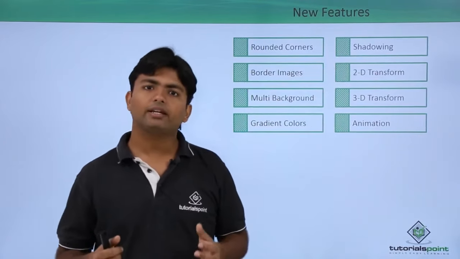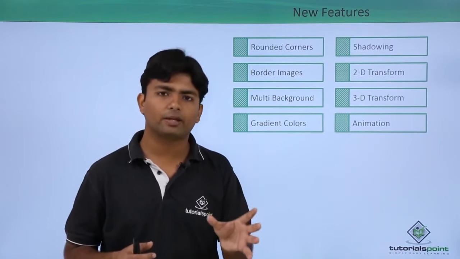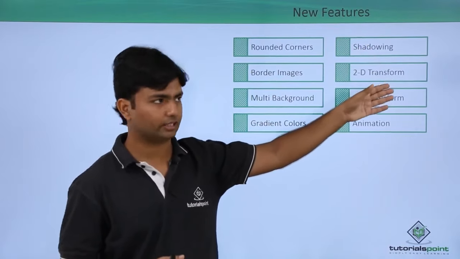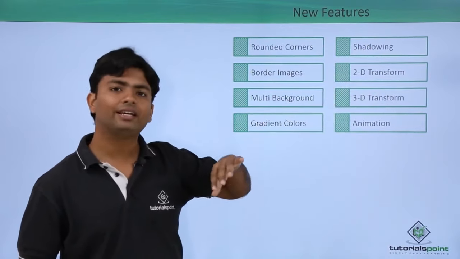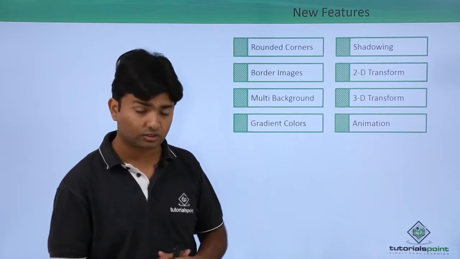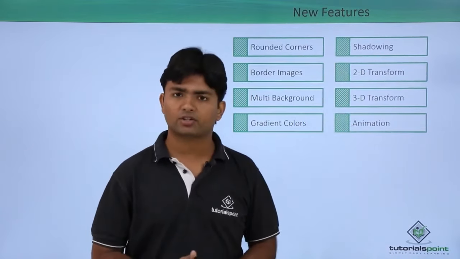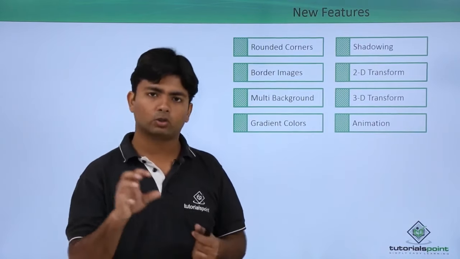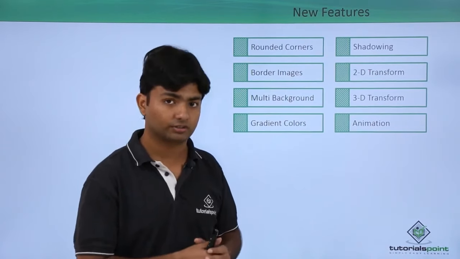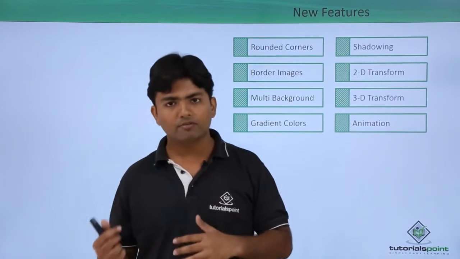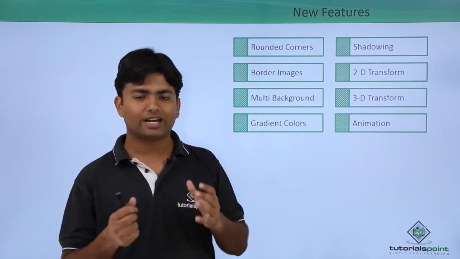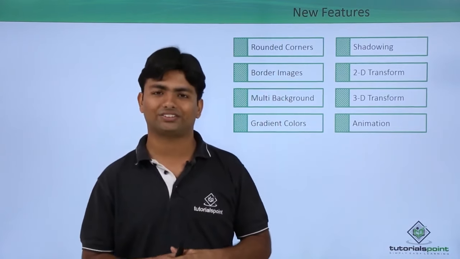Shadowing is something where you can take any particular element like image or text or heading and you can make the shadow out of it. Along with that, we will see how to do the 2D and 3D transformations using CSS3 options and the animations, where you can move the particular objects as per your requirement to make the look of animations. Alright, so in the coming videos, one by one, we are going to discuss these topics. So that is all for the introduction of CSS3.